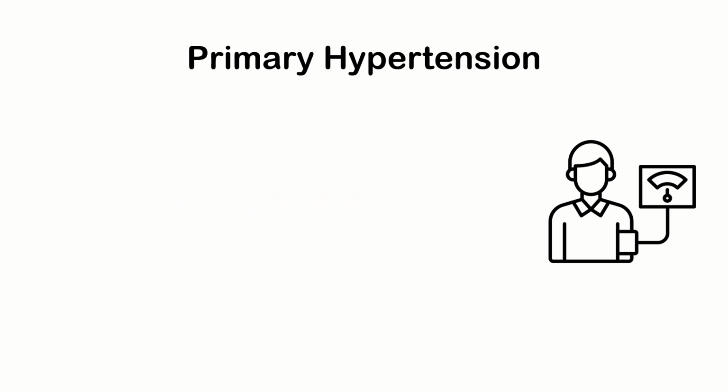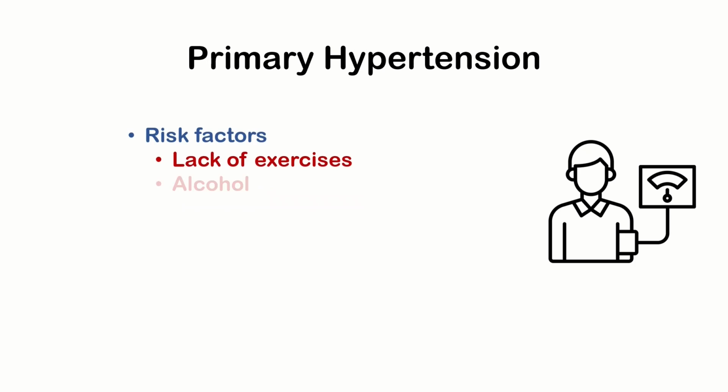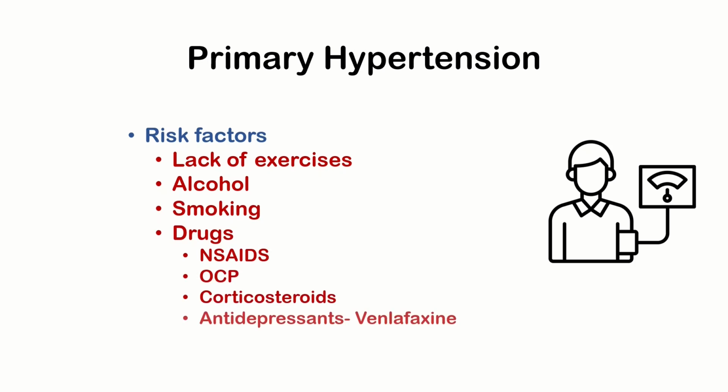So, what are the risk factors for hypertension? Lack of exercise, excessive alcohol use, heavy smoking, drugs such as nonsteroidal anti-inflammatory drugs, oral contraceptive pills, corticosteroids, and antidepressants like venlafaxine are known risk factors for hypertension.